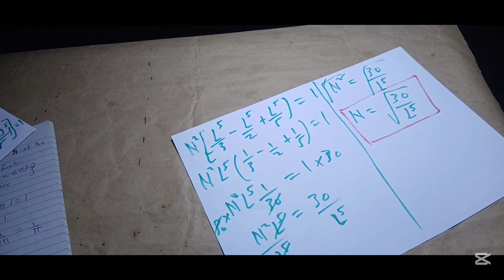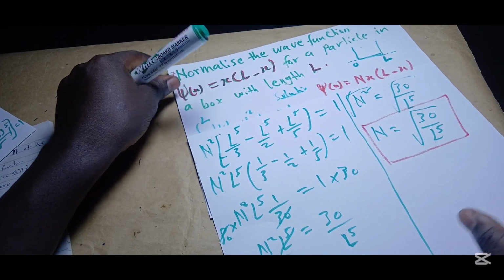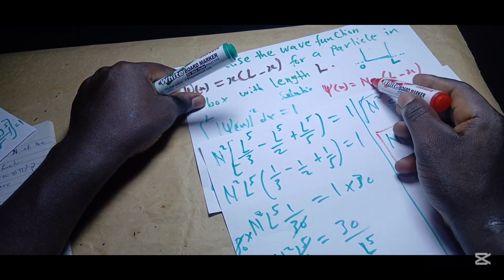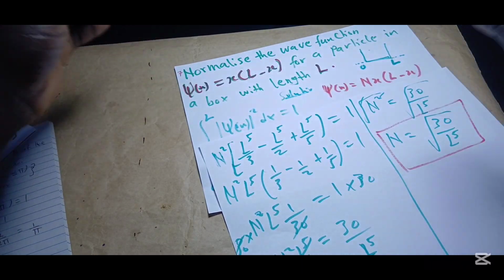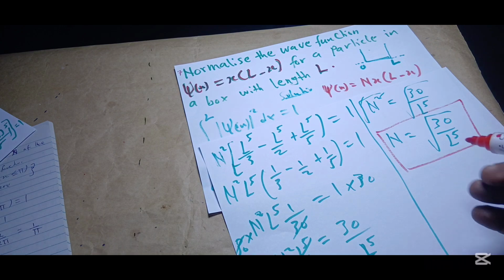The question asks us to normalize the wave function. The question didn't indicate any letter for the normalization constant, and we decided that n should be our normalization constant. We just multiply it by the given wave function, take the absolute square of that, and integrate with the given limits to get our normalization constant.